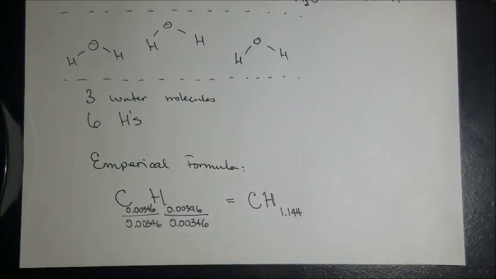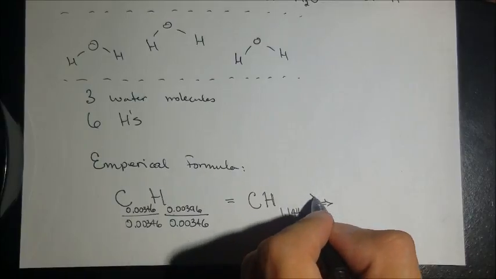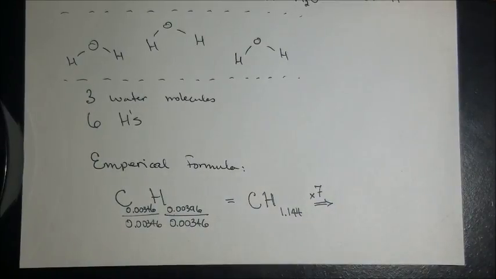And I could play around. I could try 2, multiplying both of these by 2. That's not going to get me anywhere. I could try 3, I could try 4, and I could keep going until I got something that was really, really close to a number I could round. And that happened when I multiplied this molecule's coefficients by 7.